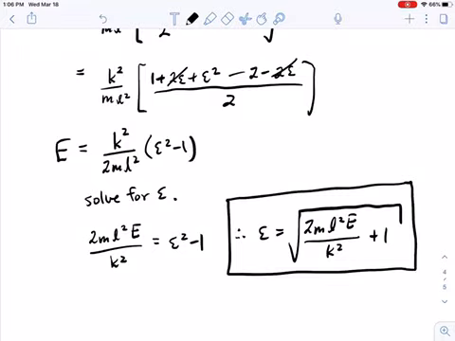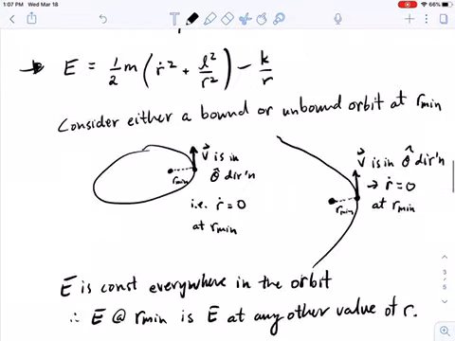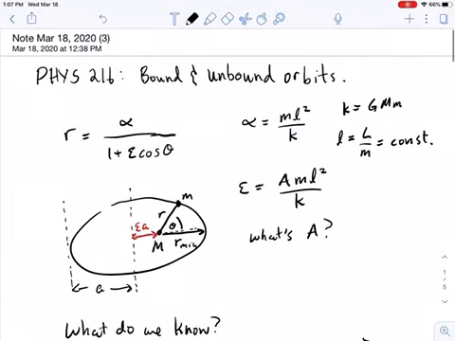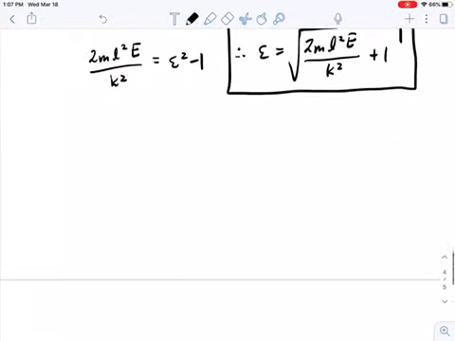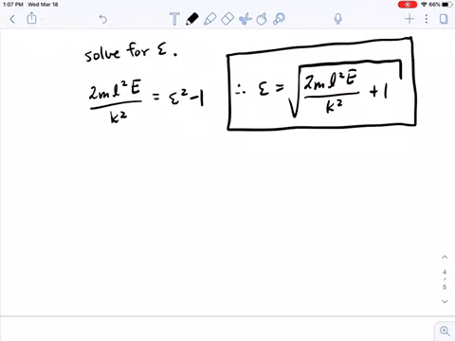Let me just quickly scroll back to the beginning, because what we started with was epsilon in terms of a constant a that we hadn't previously determined. And now what we have is epsilon in terms of only physically meaningful parameters. K is the product of masses and gravitational constant. L is the angular momentum divided by the planet's mass. And E is now the mechanical energy of our system.